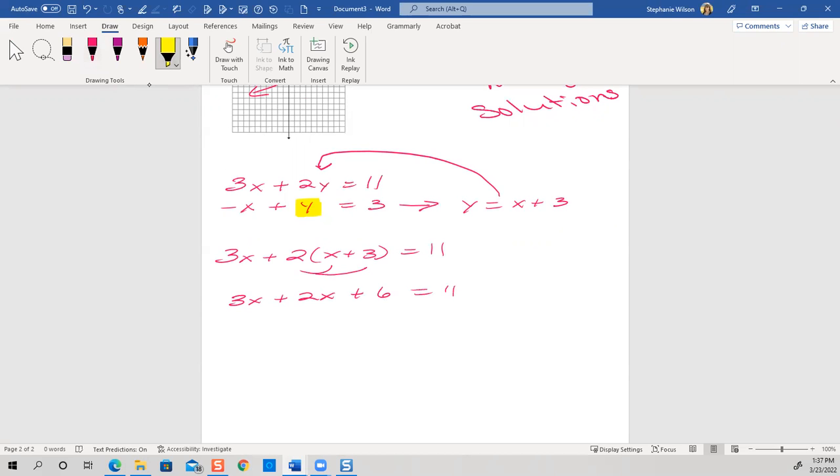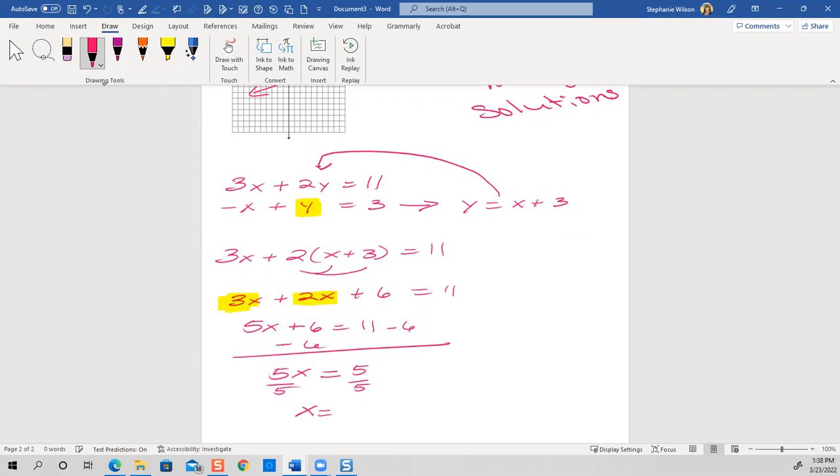And we're going to put our variable terms together. So 3x plus 2x is 5x, equals 11. Let's subtract 6 from both sides. And now I got 5x is equal to 11 minus 6. That gives me 5. And then we're going to divide by 5. We want a positive 1 coefficient. And so, well, I know so far my ordered pair is 1 for x. And now we're going to find out what y is.